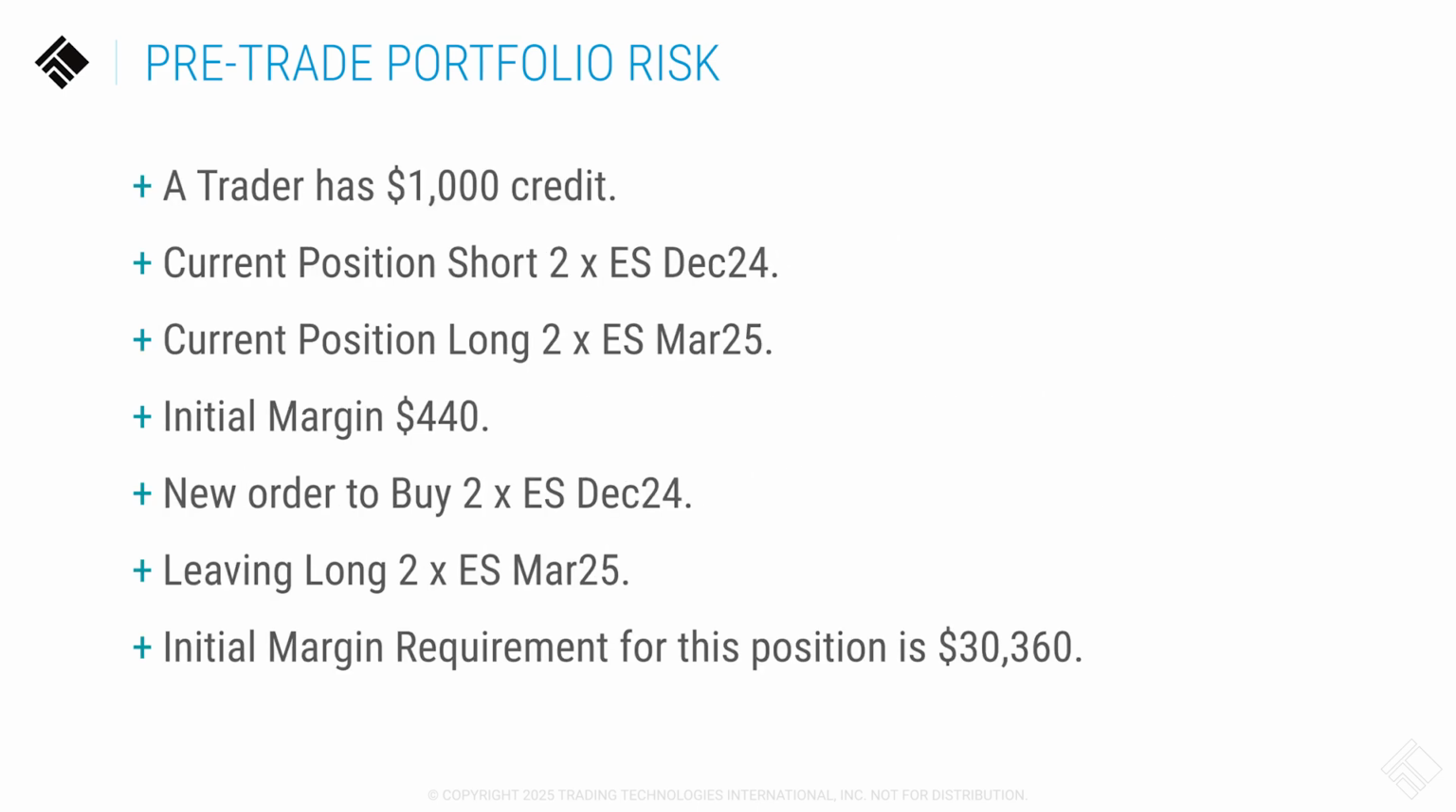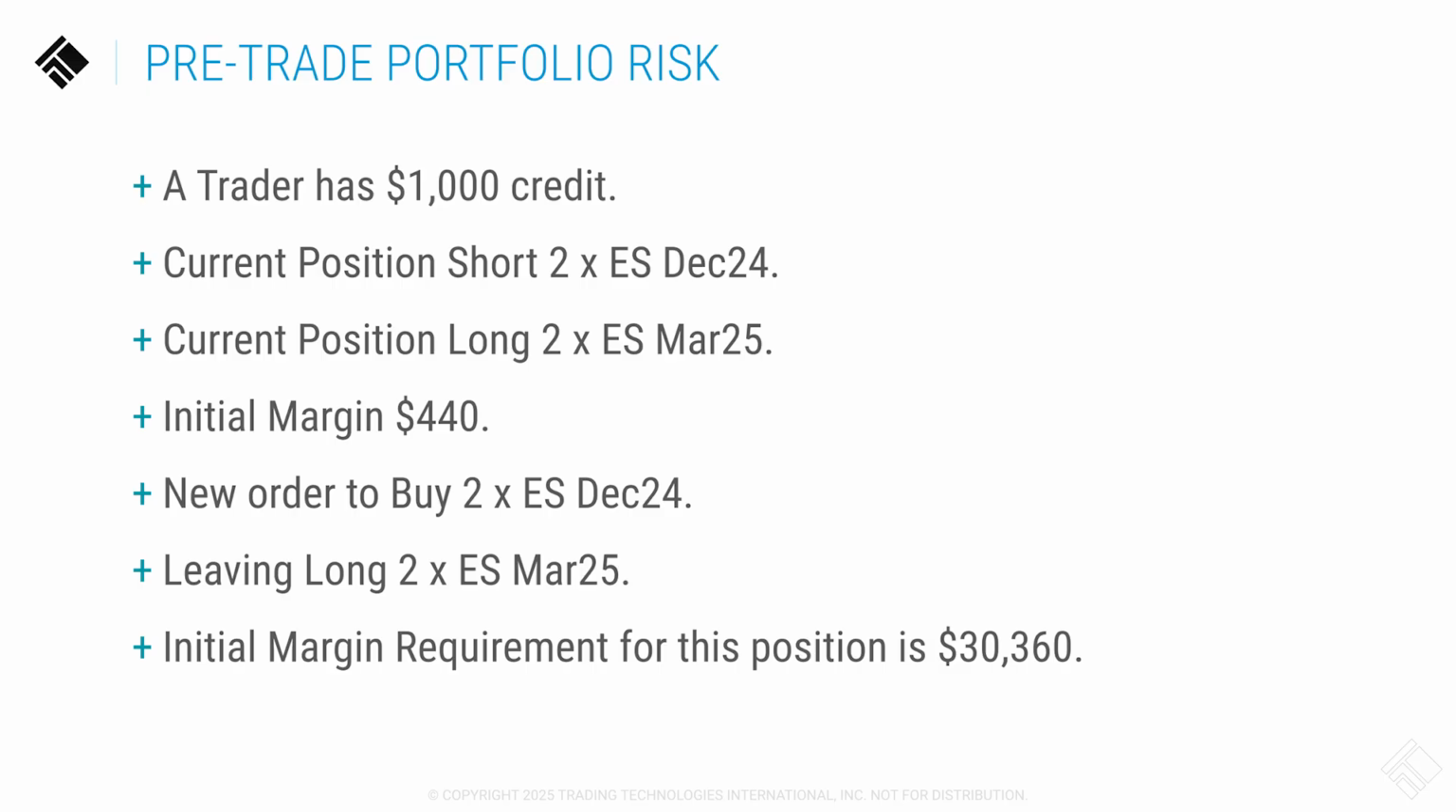Consider the following example. A trader has 1,000 credit and is long two E-mini S&P 500 futures calendar spreads, so short two DEC 24s and long two March 25s. The initial margin requirement for this position is 440 USD. The trader then attempts to buy two of the December 24 contract, looking to flatten the existing short position. Now, although the incoming buy order is reducing the trader's existing positions in the December 24 contract, the resulting initial margin requirement will be in excess of the trader's credit.